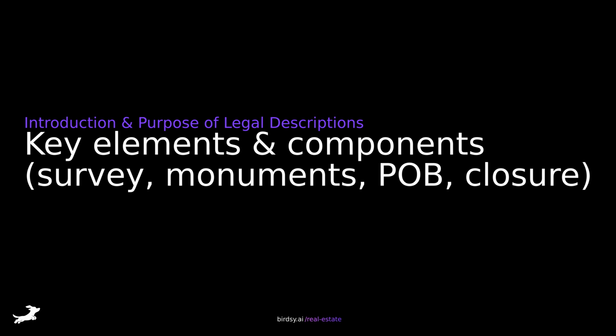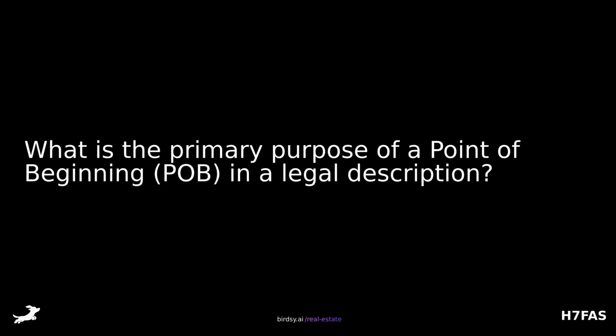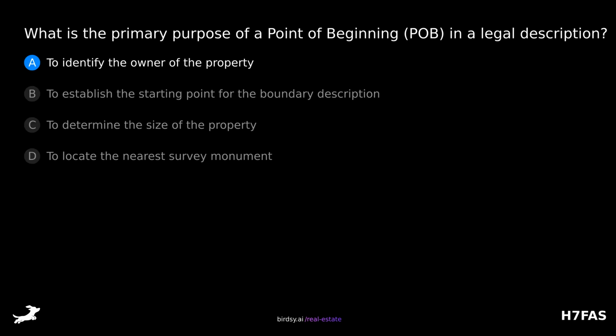Key elements and components. What is the primary purpose of a point of beginning in a legal description? Is it A, to identify the owner of the property? B, to establish the starting point for the boundary description? C, to determine the size of the property? Or D, to locate the nearest survey monument? The answer is B, to establish the starting point for the boundary description.